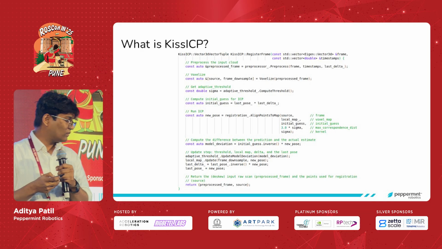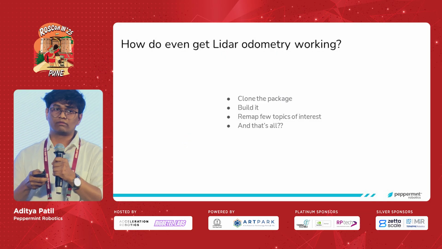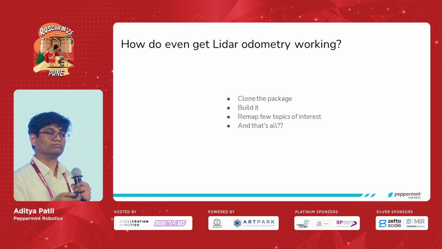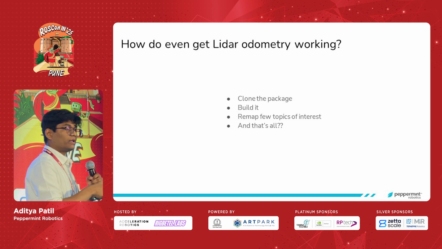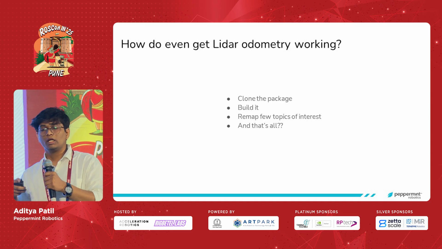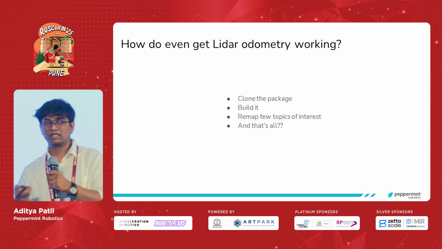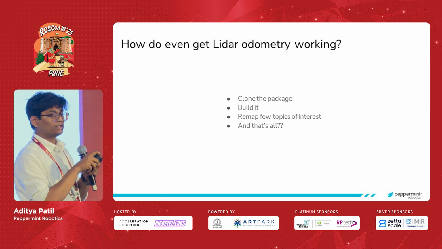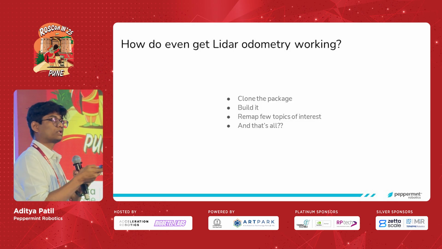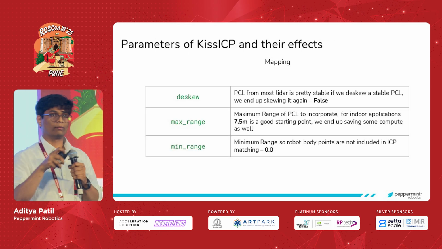But is it that simple? We know the theory, how it works, it just works. But how do you even get it working? Is it as simple as you clone the package, you build it, you remap a few topics, and it works? Does it start working out of the box? There are a few tricks and tips which help us do that. And the first is the parameters.